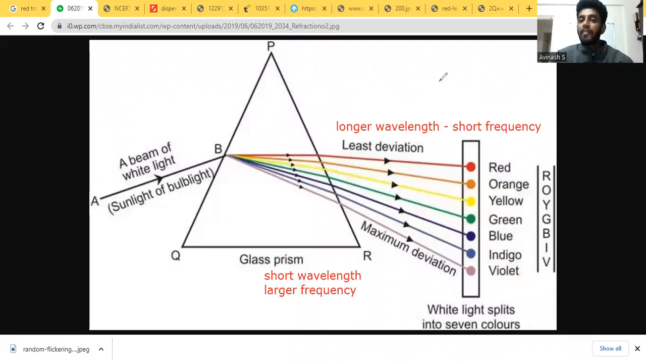Each color has a specific wavelength, and if the wavelength is short, then it gets deviated the most. And if the wavelength is long, then it undergoes less deviation. And that goes hand in hand with frequency also. Shorter wavelength means there is higher frequency, and longer wavelength means there is lower frequency. This is something that we need to know.